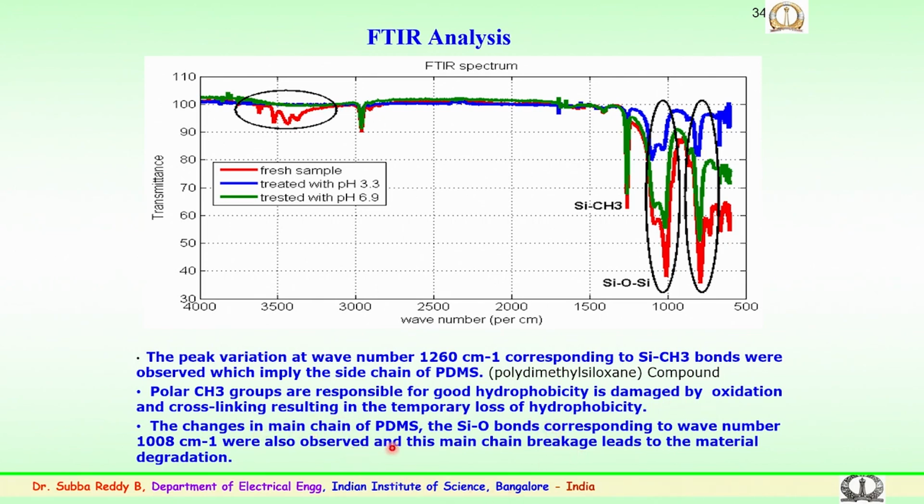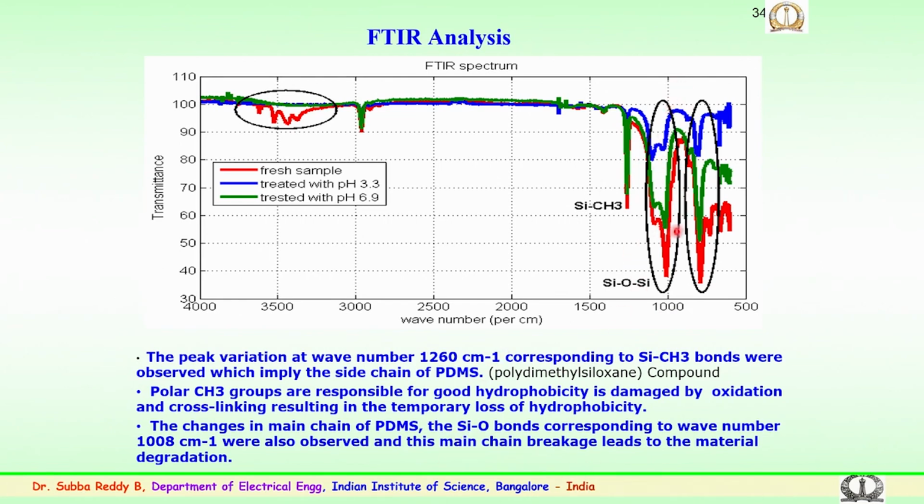The changes in the main chain of PDMS, that is the polydimethyl siloxane compound, the Si-O bonds corresponding to the wave number of 1800, which you can see encircled here, were also observed, and this main chain breakage leads to the material degradation.